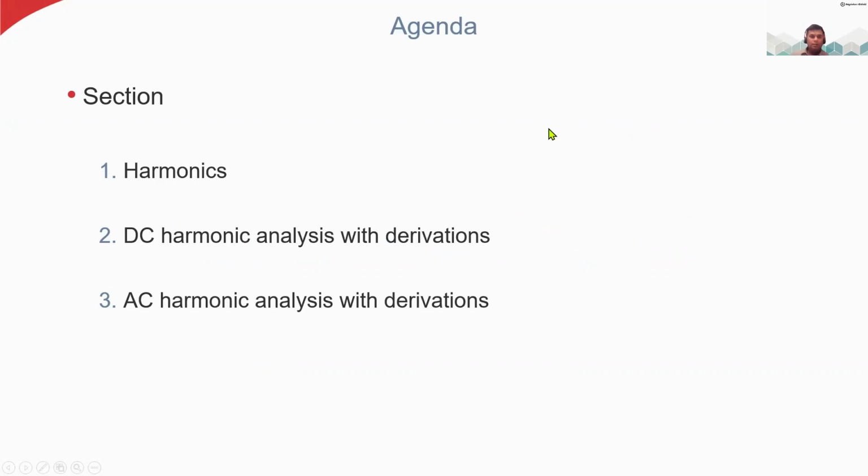In this lecture, we will see what harmonics are. There are two different types of harmonic analysis. The first one is called DC harmonic analysis. We will see its derivations, and we will also see AC harmonic analysis with its derivations.